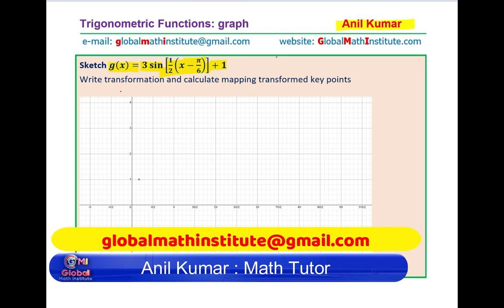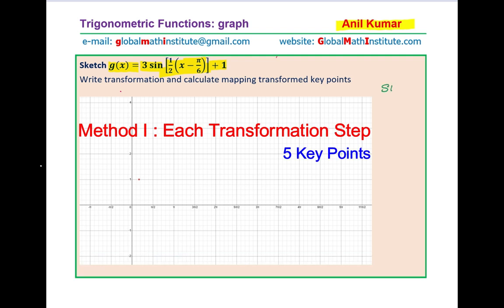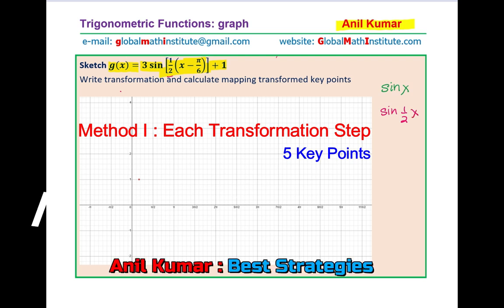So the basic parent function, as you can see, is sine x, right? So we'll begin with sine x, and then we'll look into the period, which is half. So we'll draw the function sine of half x. Once we do this, it is a horizontal stretch by a factor of 2. The transformations are known to you, I hope. Then after that, we can do the vertical stretch, which is 3.